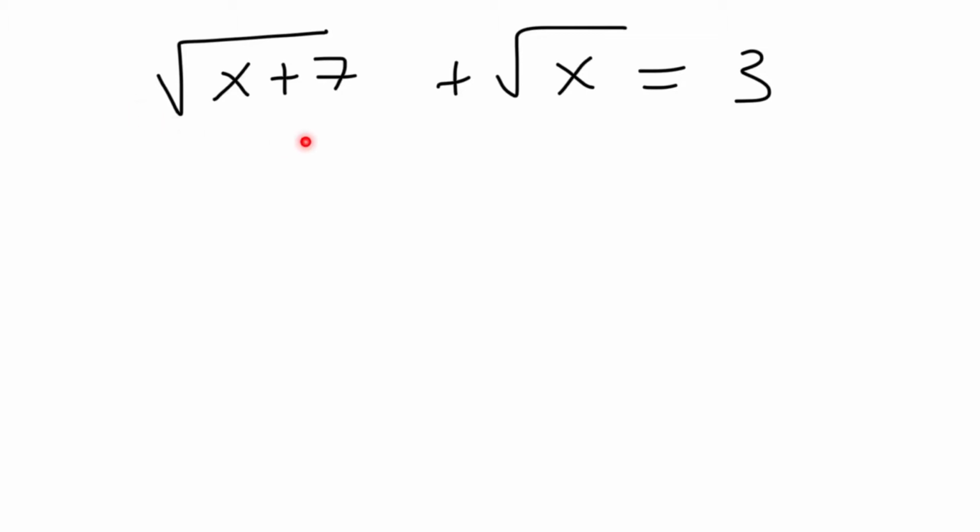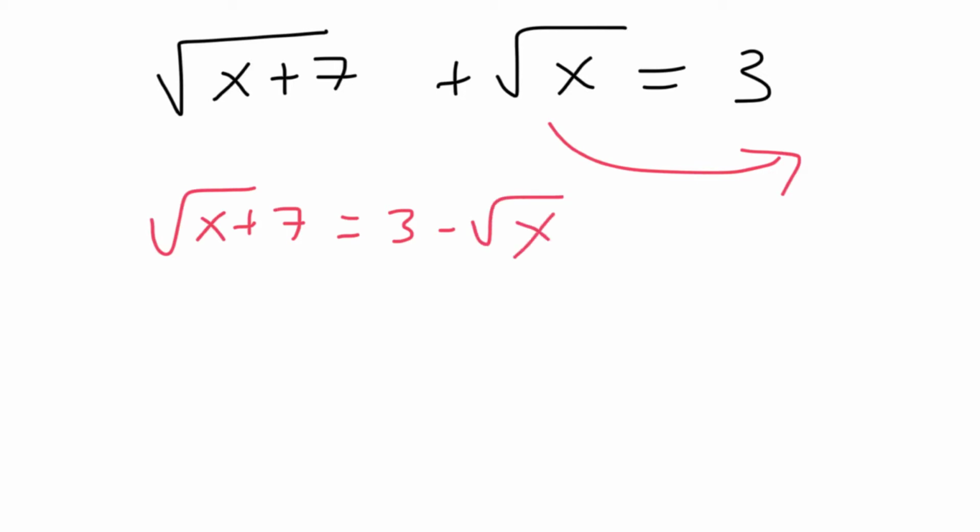So if you want to remove this radical, then you have to isolate it alone in one side and move the other radical to the other side. Okay? So in this case, I'll focus on the first one and I move this to the other side. So this radical x plus 7 now becomes 3 minus radical x. Only then you can square both sides.